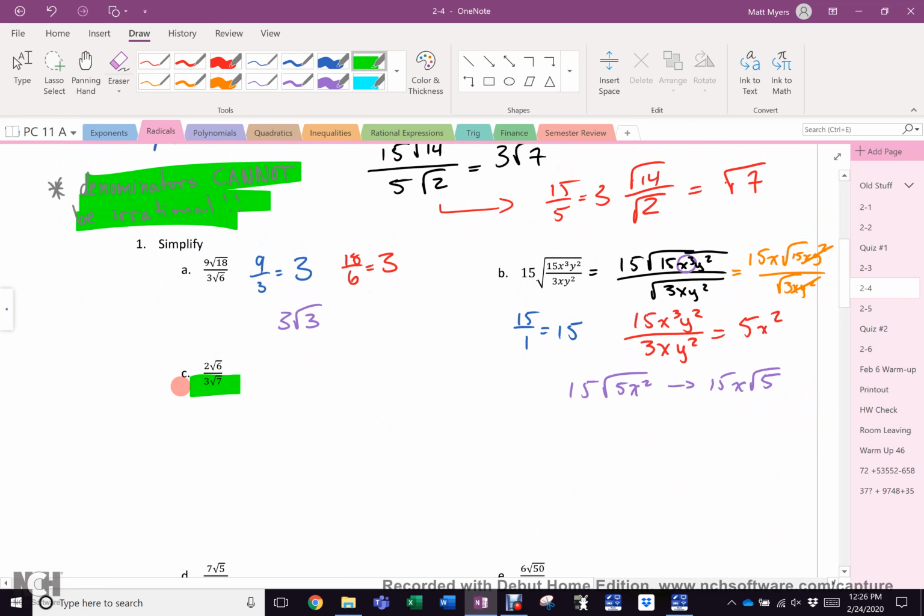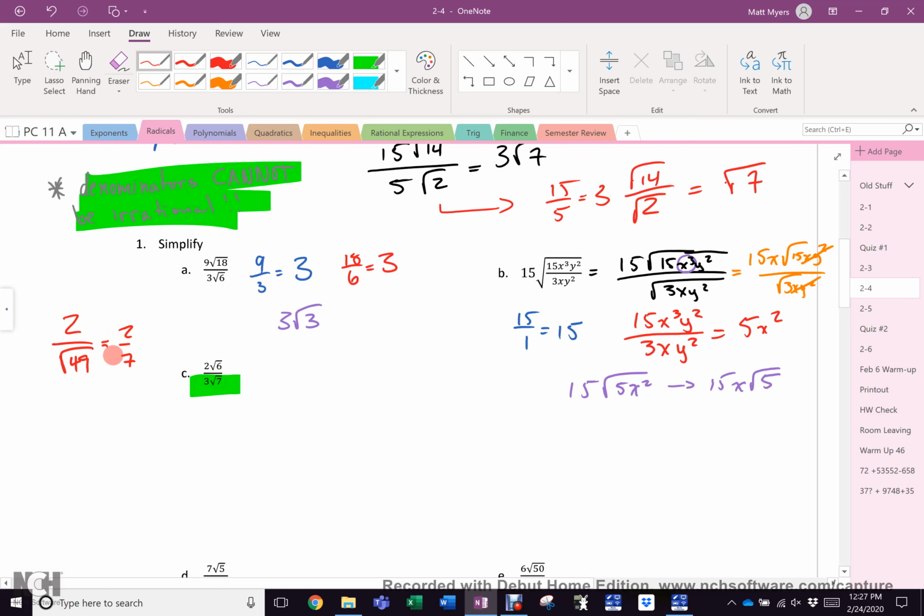Denominators cannot be irrational. You are never allowed to have a radical sign in the denominator that you cannot get rid of. So let me ask you this. Would what I'm about to write be okay? Is that allowed? What I just wrote in red. Yes, why? Because this is 7, right? That's okay, because I can get rid of it, because it simplifies and the radical sign disappears.